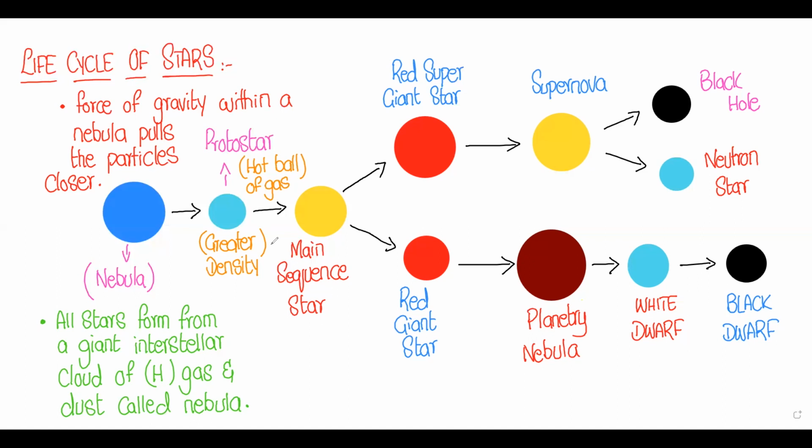And further, if we talk about some other type of star, when the force of gravity is strong, another thing happens: particles collide more frequently as compared to the first stage, that is the nebula, right? And this frequent collision will increase the temperature, because we already studied in gases how pressure and temperature change. So temperature will increase due to successive collisions. That's why this protostar is a hot ball of gas, because of the strong force of gravity within a nebula, right?